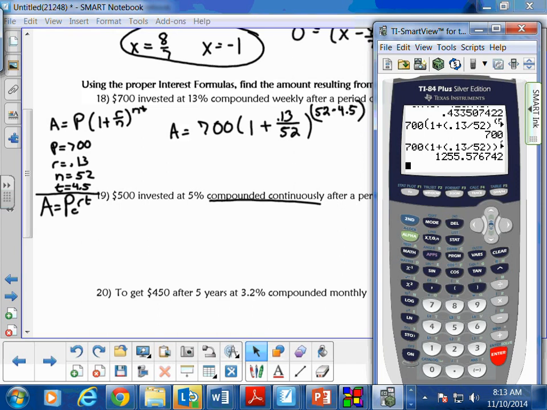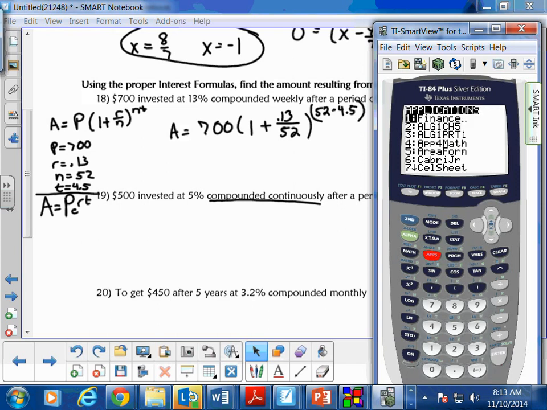Now this answer should also be able to be generated from the apps menu. If you hit apps and enter into the TVM solver, the same thing should apply. 4.5, interest rate is 13. Now for PV in this one, remember you have to make sure you use negative if you're going to use this menu. And compounding periods was 52. So for the future value, remember hitting alpha enter will produce the same value.